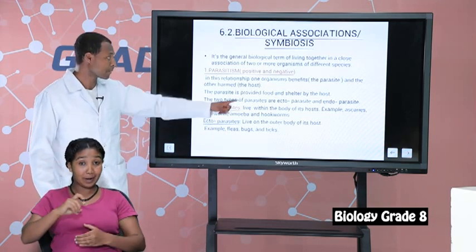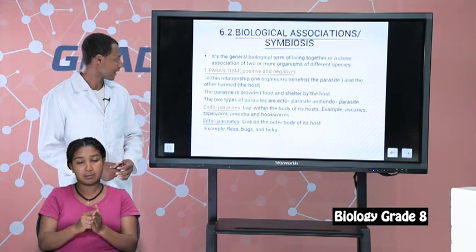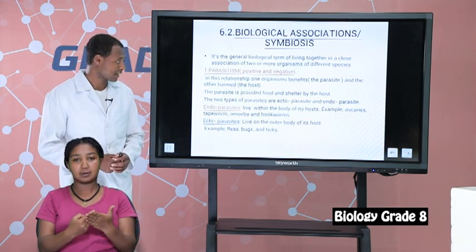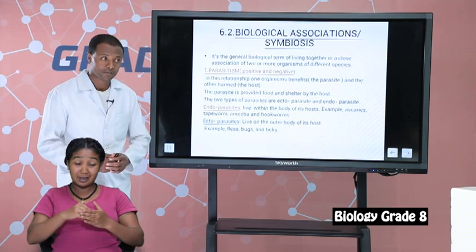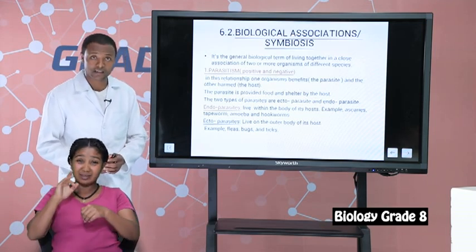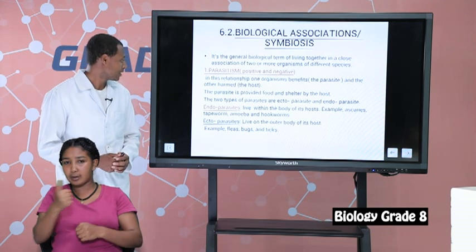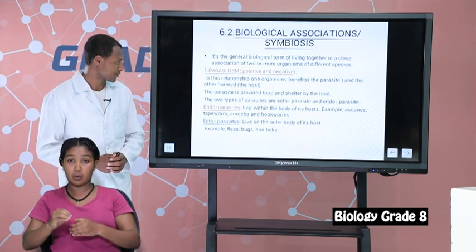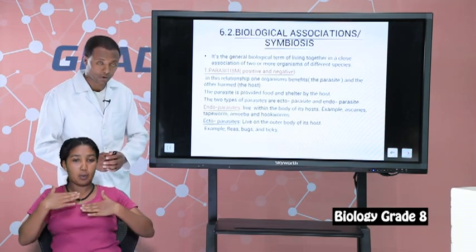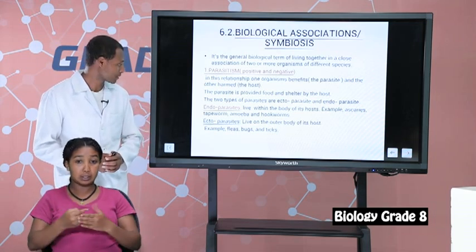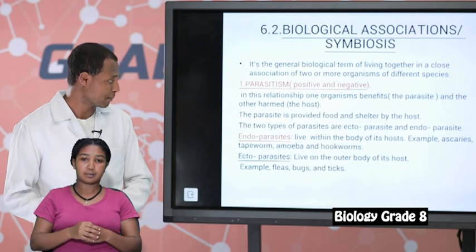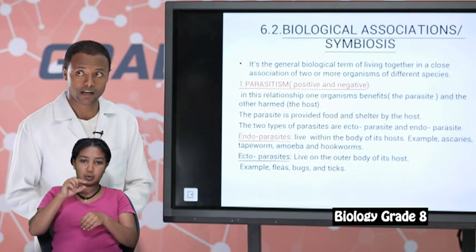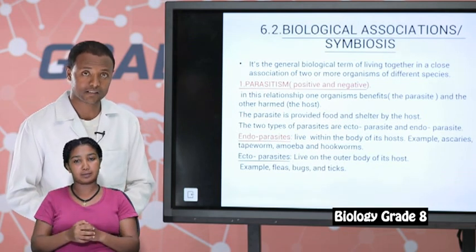Endoparasites, for example, Ascaris, tapeworm, amoeba, and hookworms. So these parasites are endoparasites. They affect or attack human beings and other animals. The second is ectoparasites, which live on the outer body of their host. It includes fleas, bugs, and ticks. This is most common in cattle and other domestic animals.